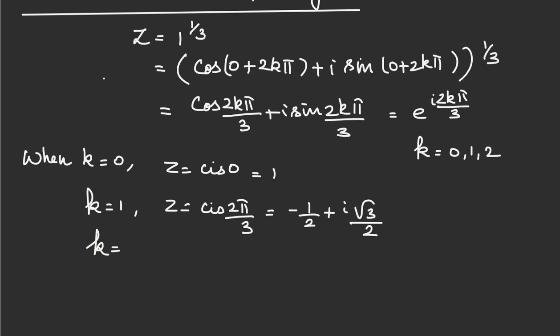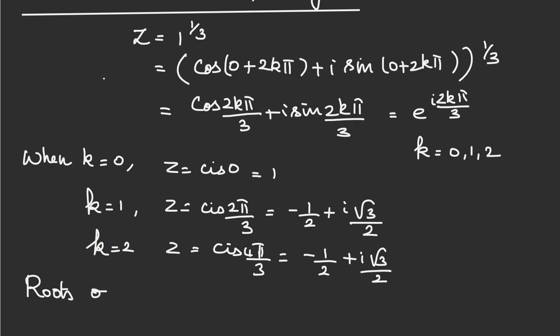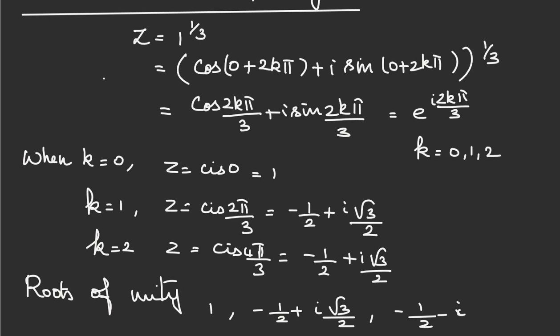When k is equal to 2, z is equal to cis 4 pi by 3, which can again be written as cis of pi plus pi by 3, which is equal to minus cos pi by 3 minus i sin pi by 3. The roots of unity are 1, minus 1 by 2 plus i root 3 by 2 and minus 1 by 2 minus i root 3 by 2.